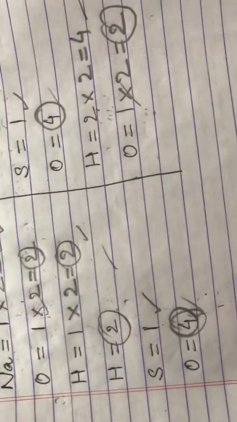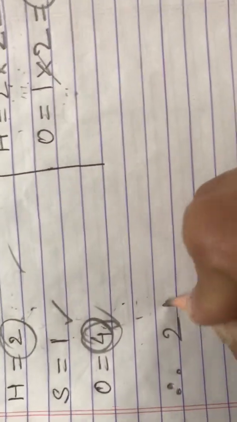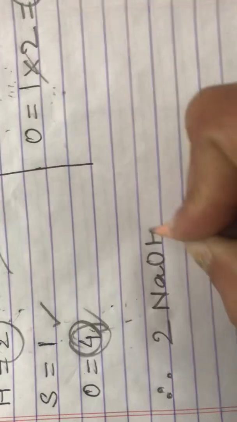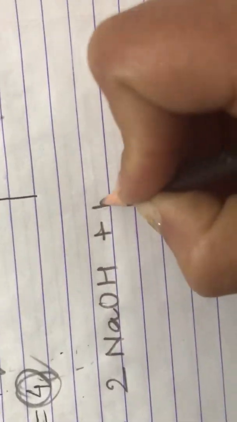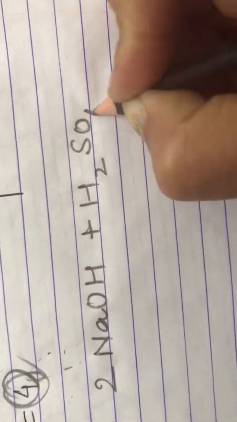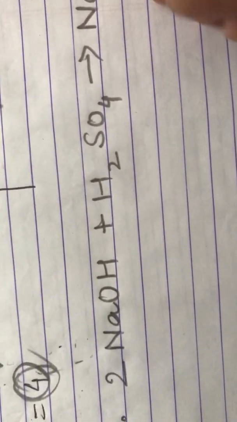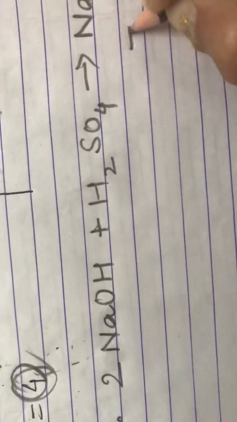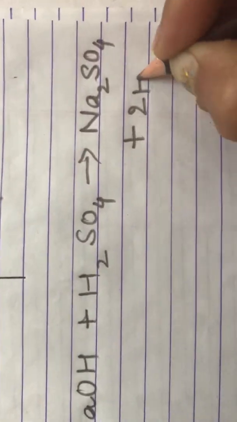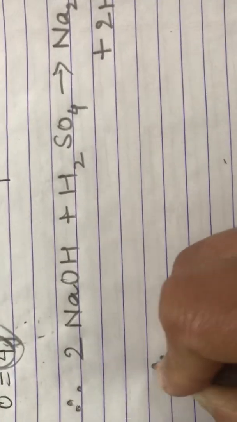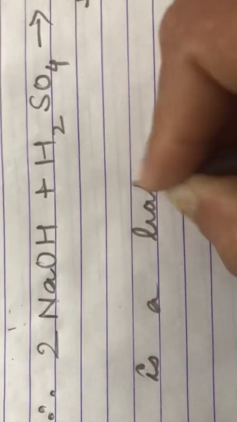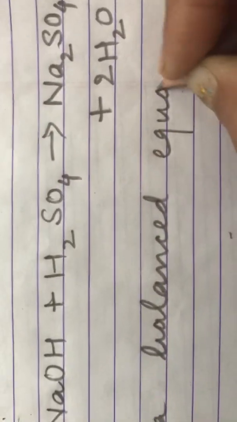In the end, we must write it once again so that we know clearly how we have balanced the equation. So it is 2 NaOH, that is sodium hydroxide, plus H2SO4 gives us Na2SO4, that is sodium sulphate, plus 2H2O. This is a balanced equation. So similarly, you can try solving other equations of a similar kind very easily in a single step. Thank you.